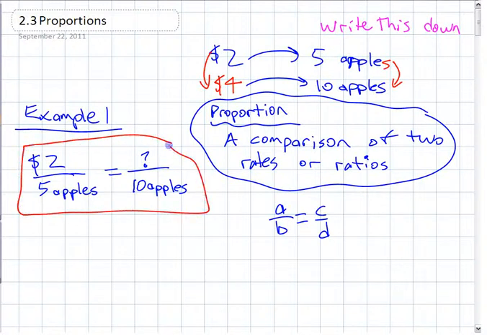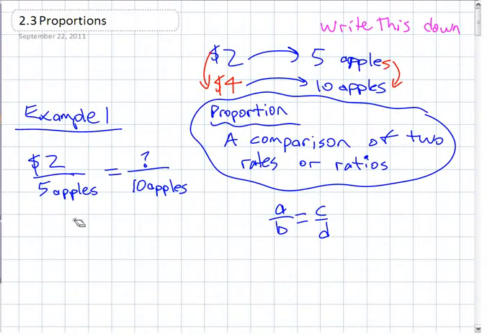This is a proportion. You've likely used proportions before and written proportions before. It's saying two rates. These are actually two rates because the units are different. You're saying that two rates are equal. Except there's a missing number here, right? Now I put a question mark there.